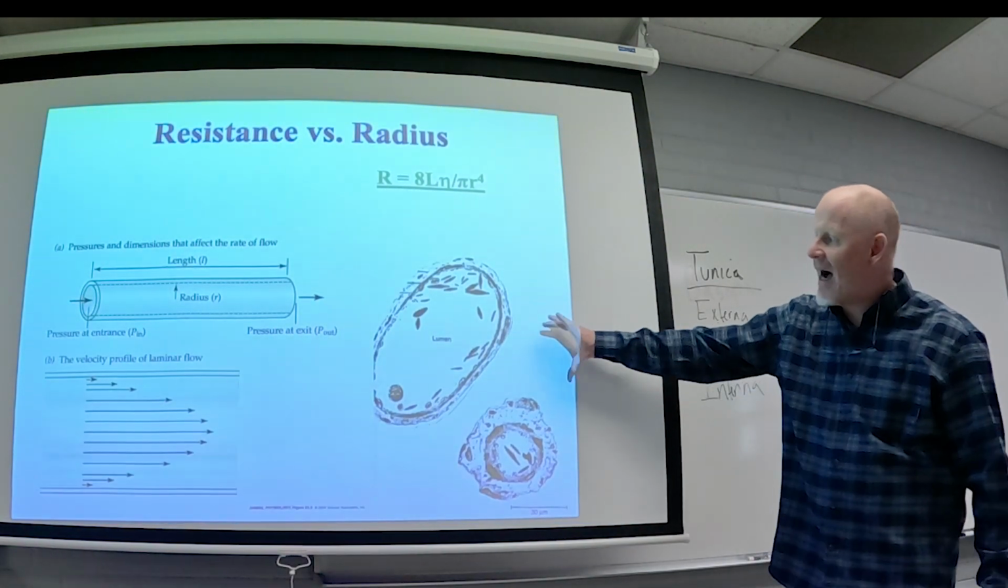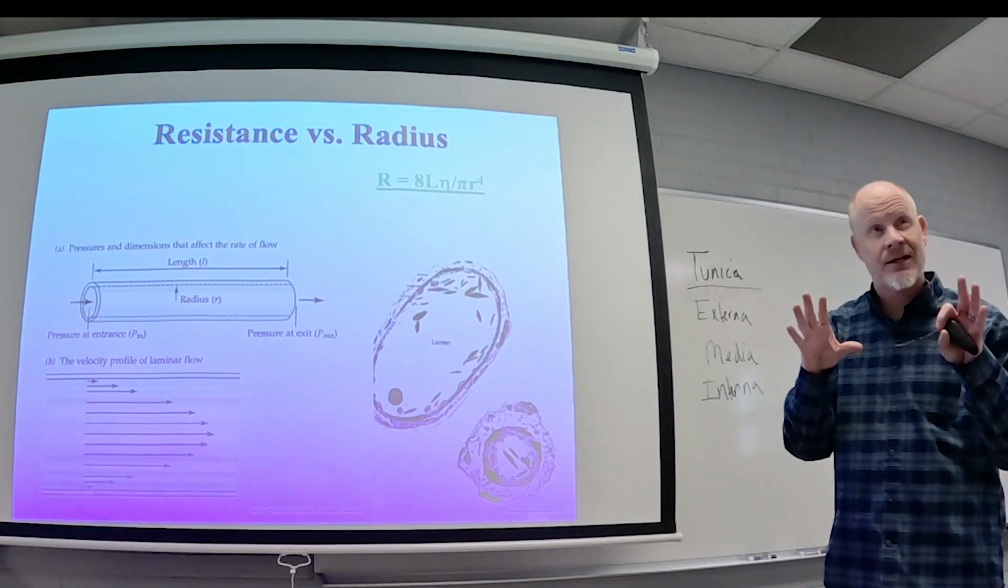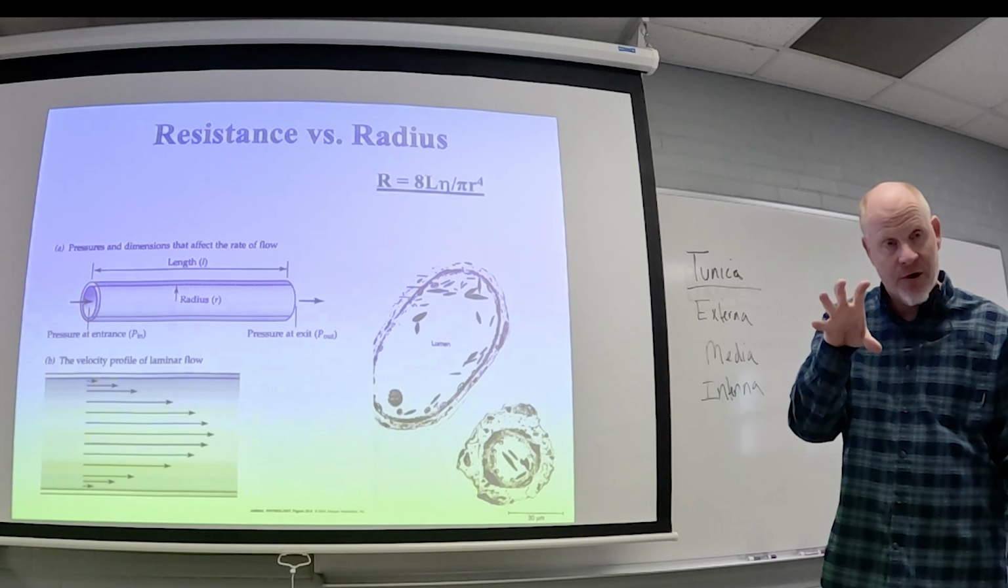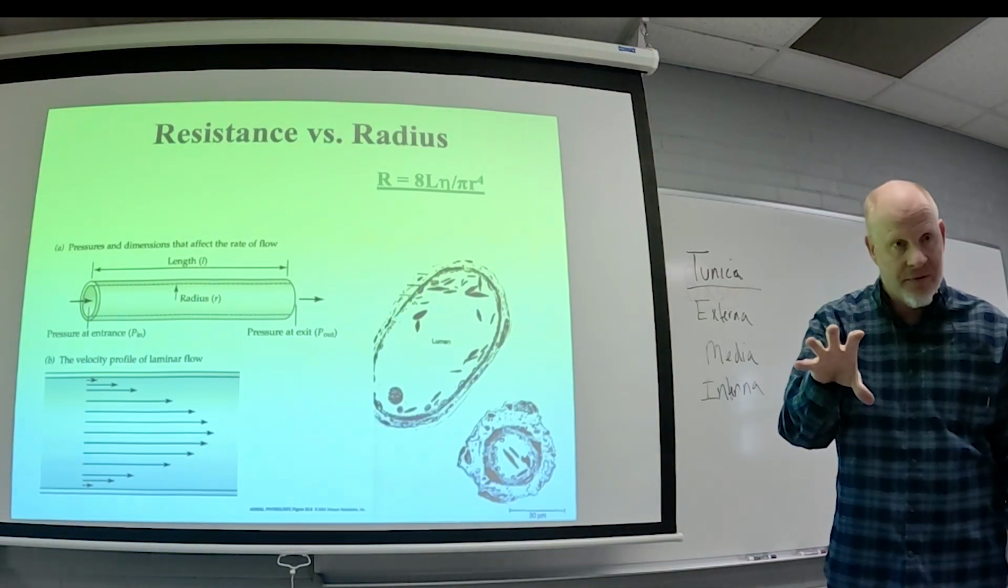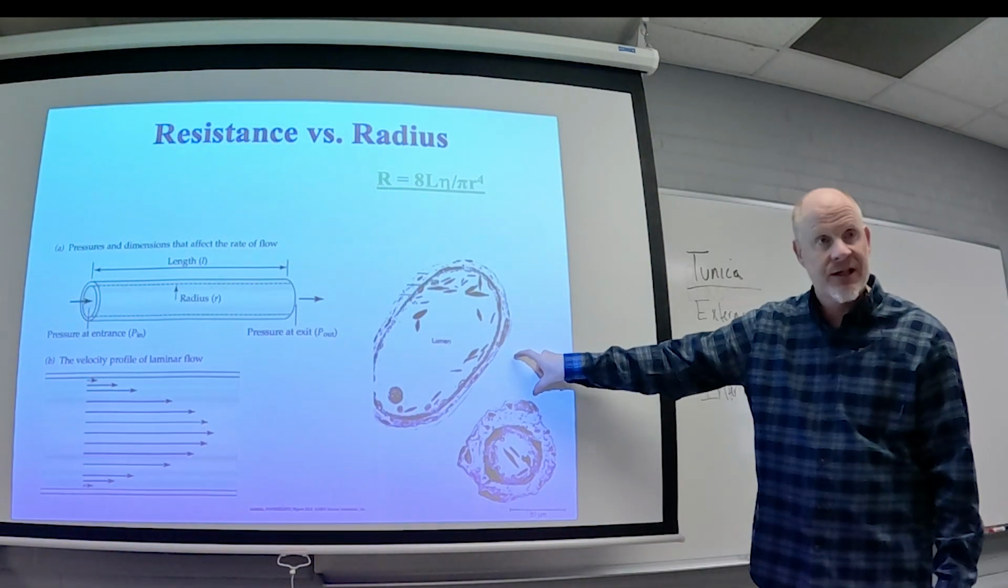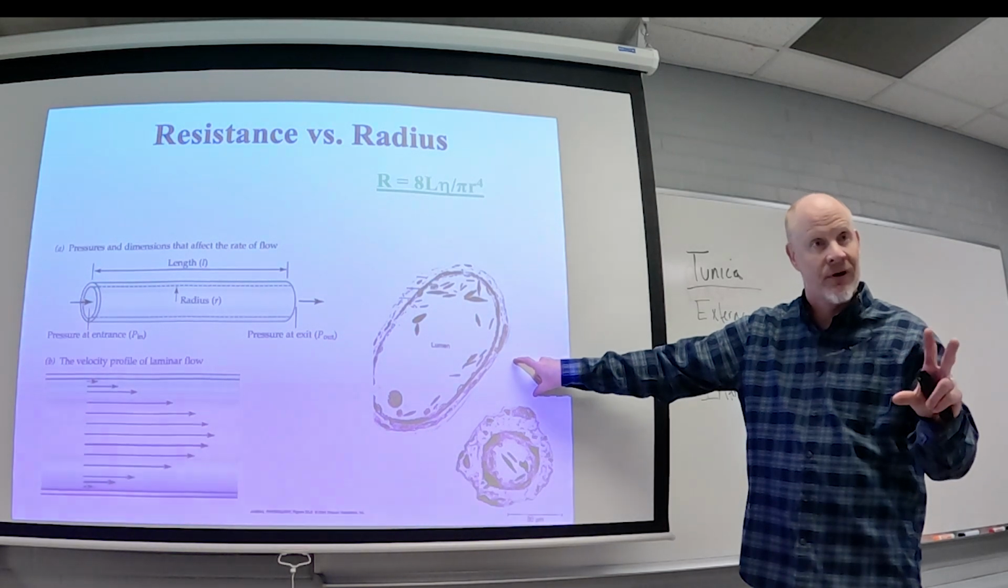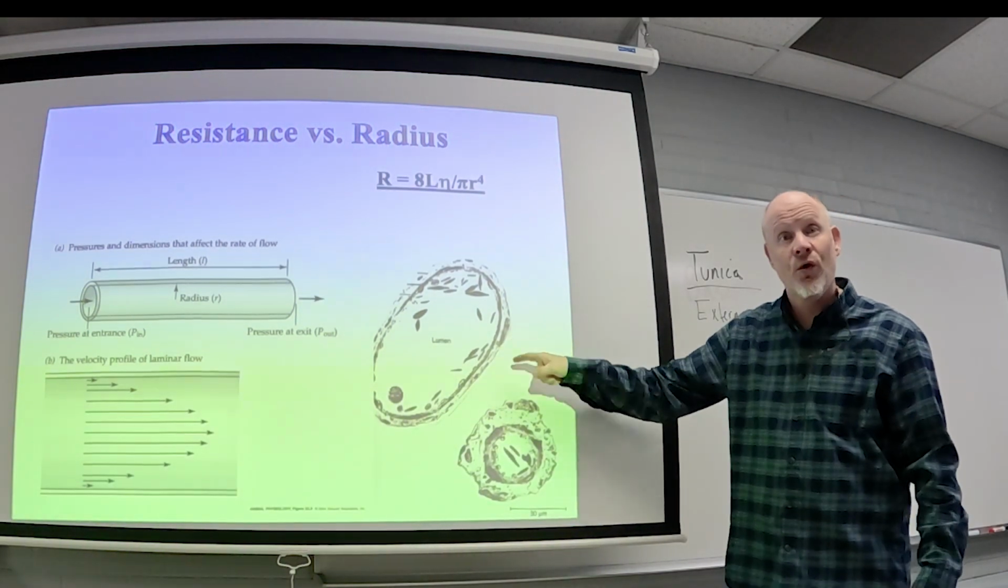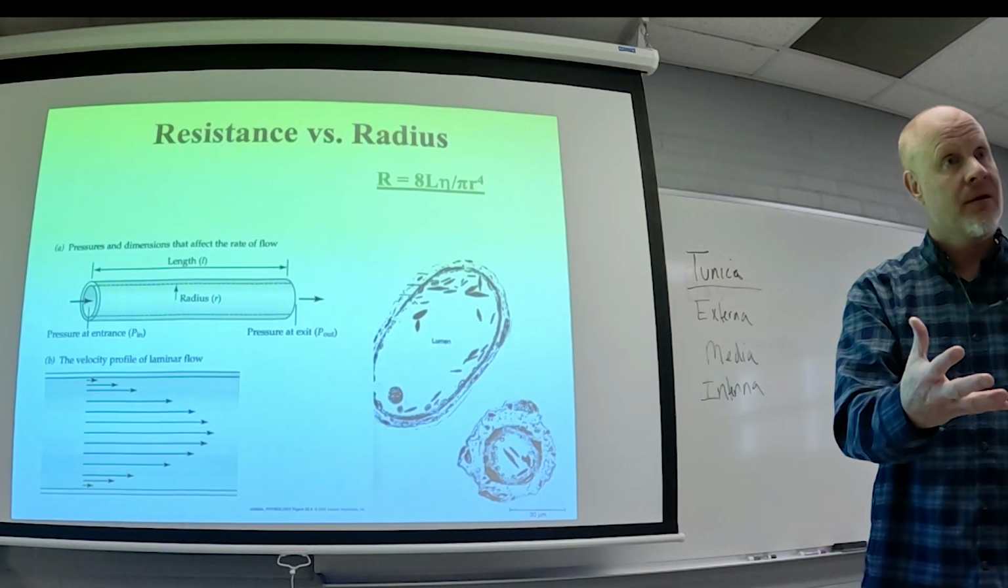So you can see why locally, and I really like to stress this, locally in the liver, for example, I can increase blood flow or decrease blood flow by just opening the arterioles in the liver. So I have control of local delivery.